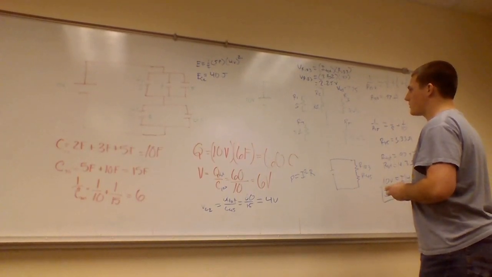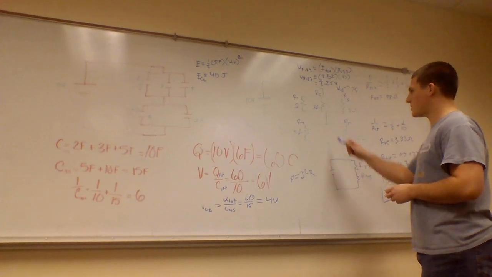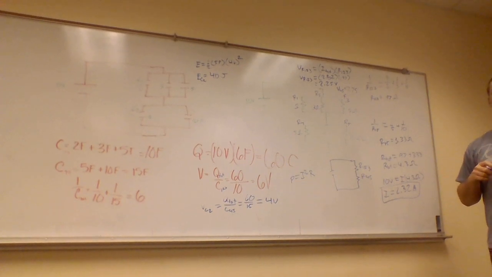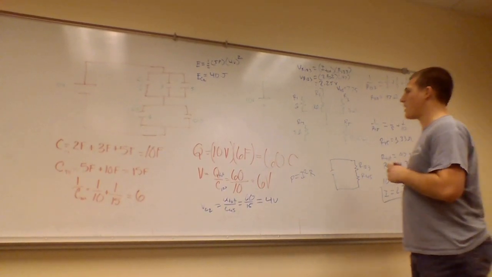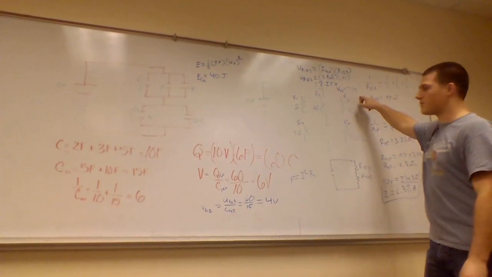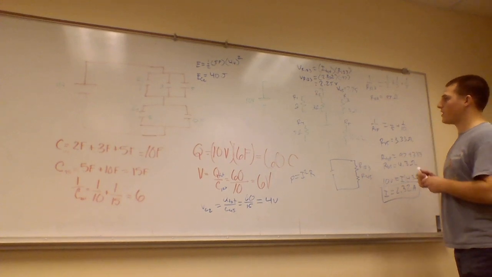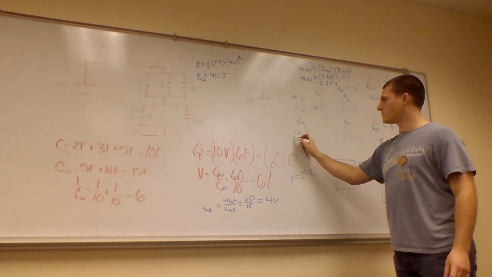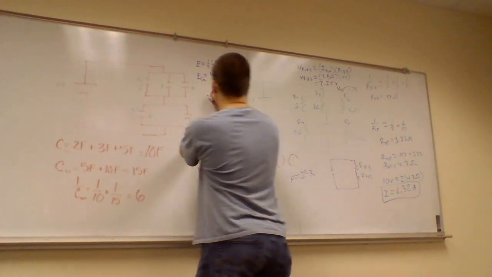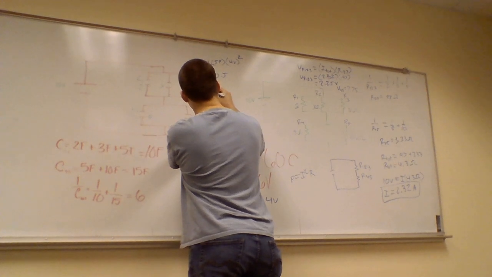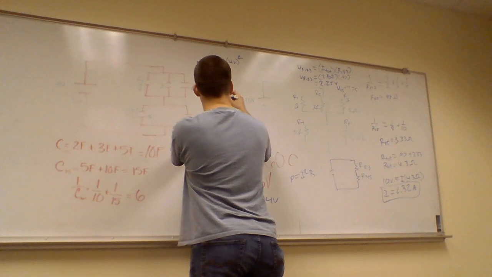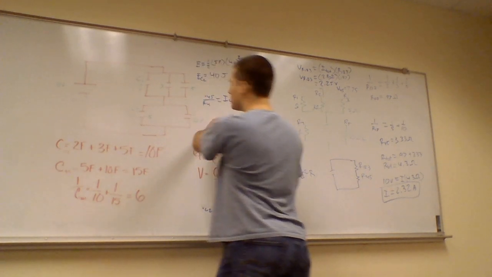So we have to find I in this case because I splits between 4 and 5. So current splits, voltage does not split. If we know the voltage across 4 and 5 is 7.75, and the resistance is 5 for R4, then we can find the current going through it. So V of 4 divided by R of 4 equals the current going through 4.